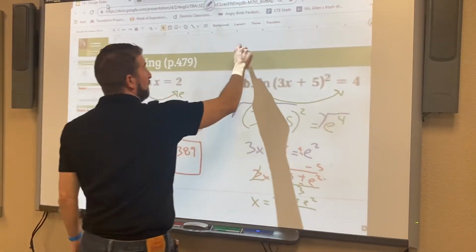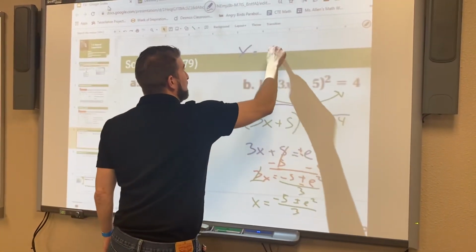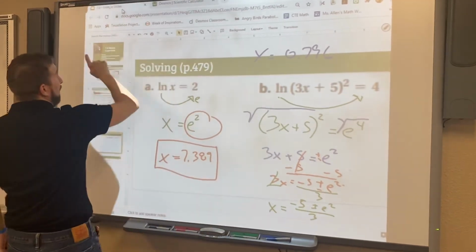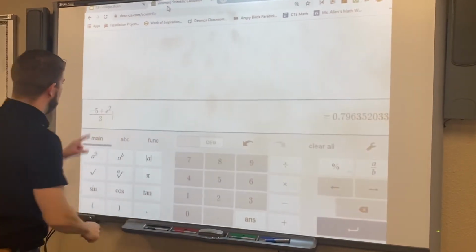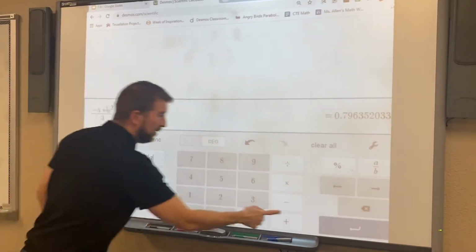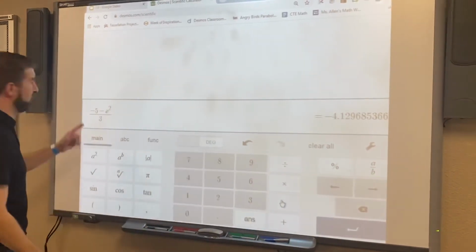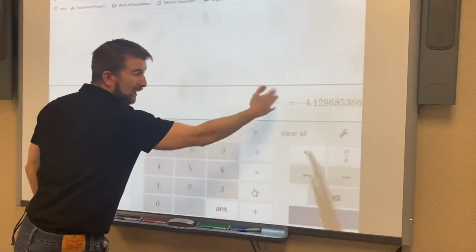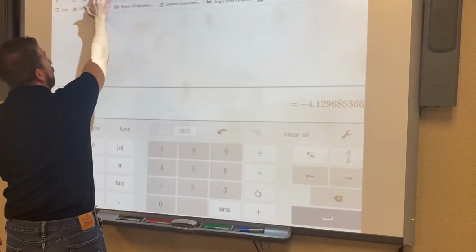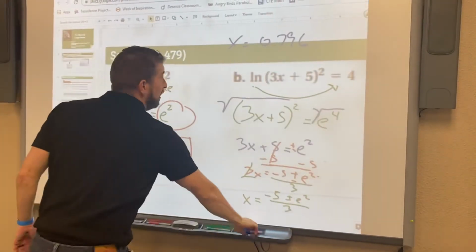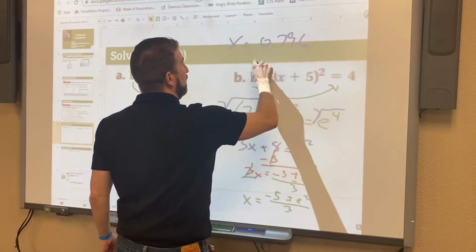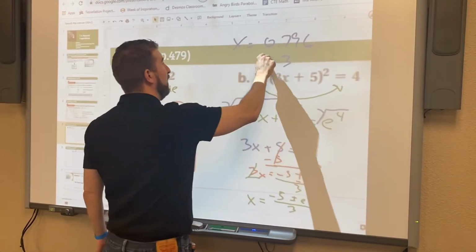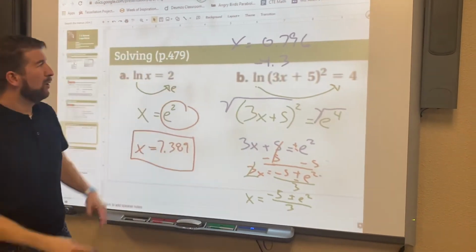I'm going to just write it down up here. So x equals 0.796. And then my other answer is going to be, instead of plus, it's going to be minus. And so that answer is negative 4.1296. I'm just going to say negative 1.3. And so x could be, is it negative 1 or negative 4? Negative 4. Negative 4. Thank you, Ms. Collette. You're welcome. All right, and so those are my answers.